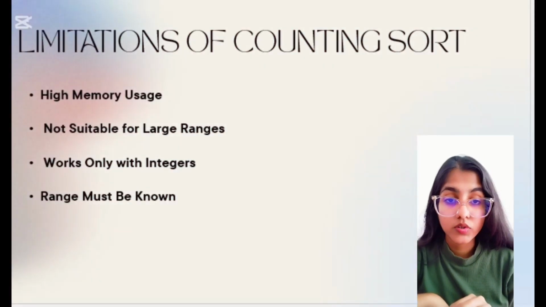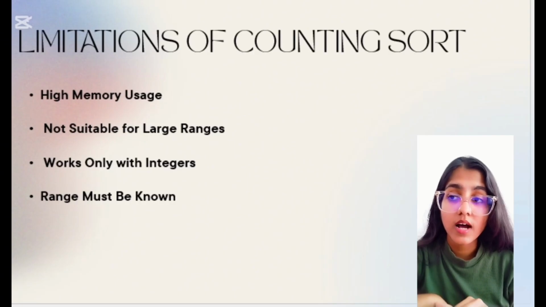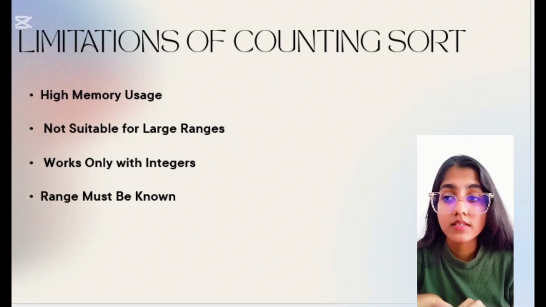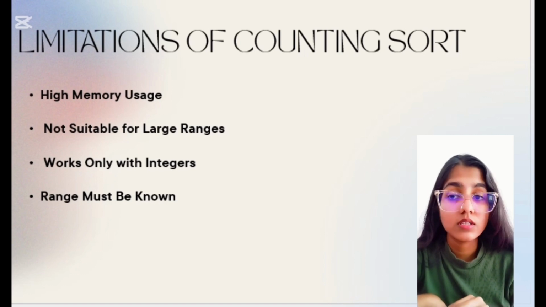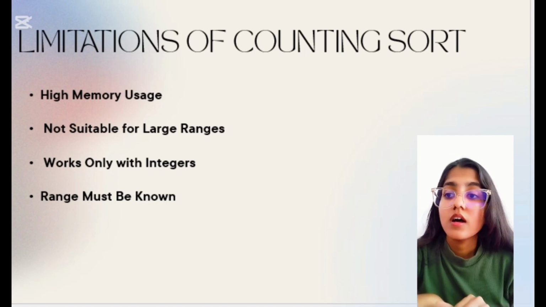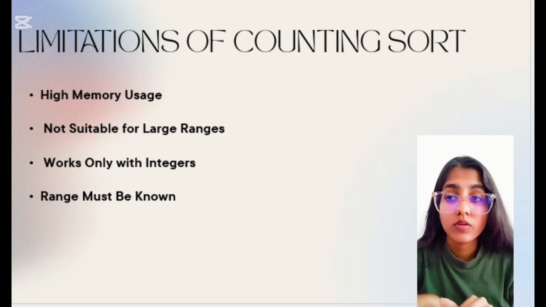Now I'll explain the limitations of counting sort. The first one is high memory usage. It requires extra memory for the counting and output arrays. Then, it is not suitable for large ranges. If the value range is very large, counting sort becomes inefficient. It works only with integers. It cannot directly sort floating point numbers, strings, and complex objects. And the final one is that the range must be known. The maximum value must be known or easily found before sorting.